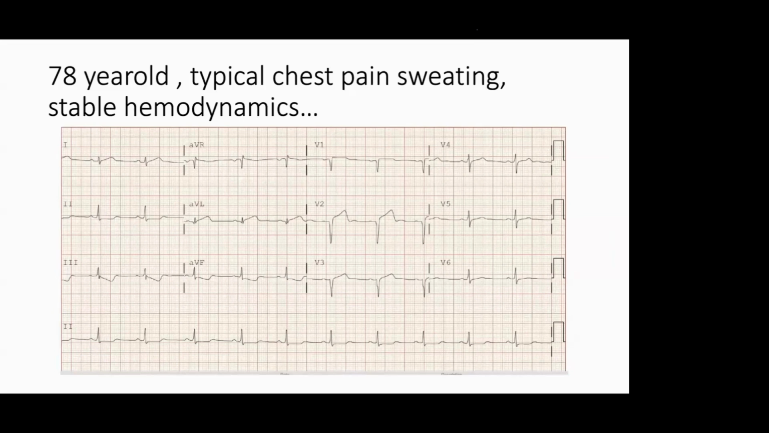78-year-old, typical chest pain setting, stable hemodynamics. The patient is chest pain free; intermittently she's having mild pain. This patient comes to the casualty. Whether we want to thrombolyze or send to a PCI capable center for revascularization. This patient presents after 6 hours.